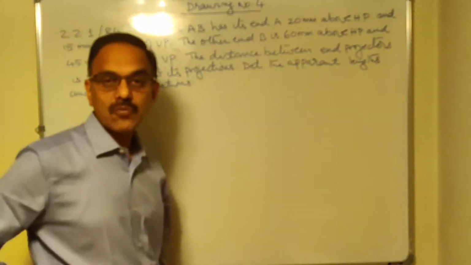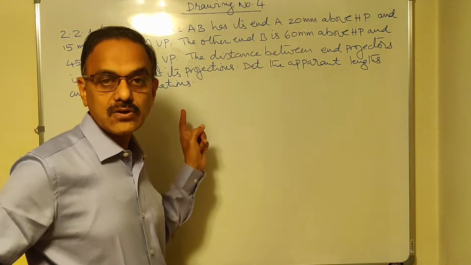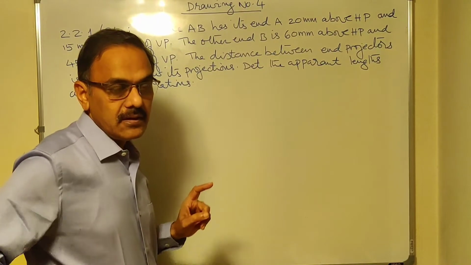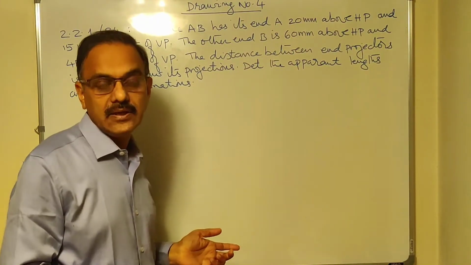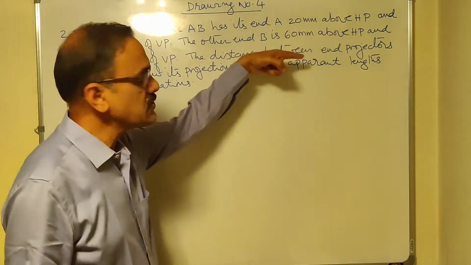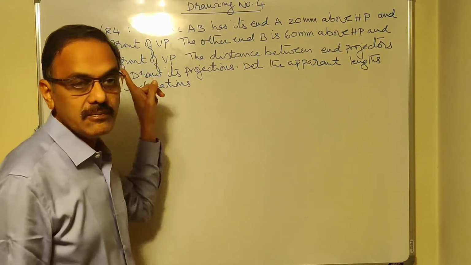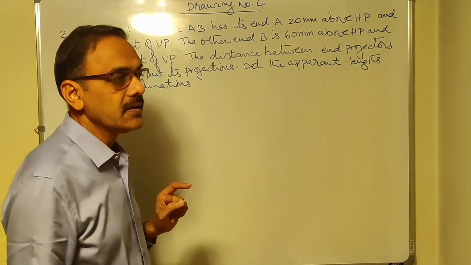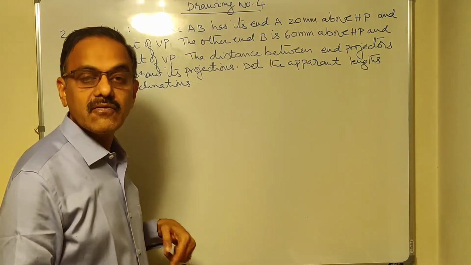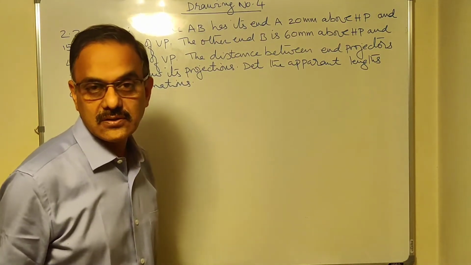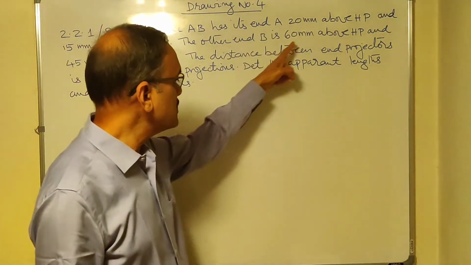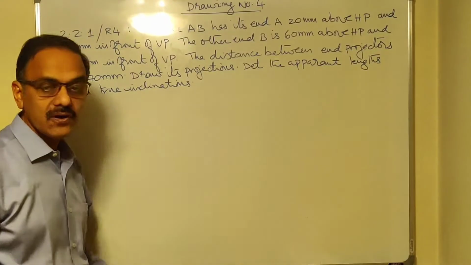You have already learned the projection of points, so you will be able to draw the projector of A. It is 20 mm above and 15 mm in front of. It can't be below HP here, it can't be behind VP here. As I already mentioned, you are now in first quadrant, so the point has to be above HP and it has to be in front of VP. There is no other option, because we are going to get the top view of the line below XY line and front view of the line above XY line from now onwards, starting from projection of straight lines. So that is fixed. Similarly here, B is 60 mm above HP and 45 mm in front of VP.